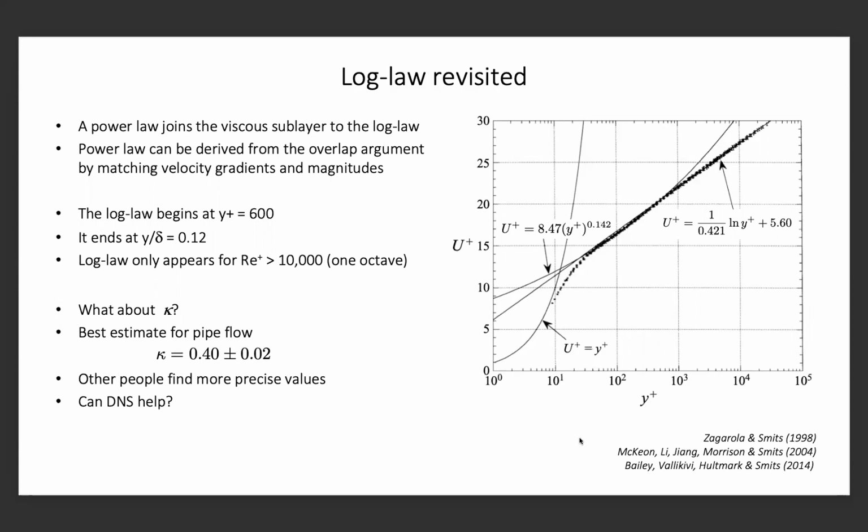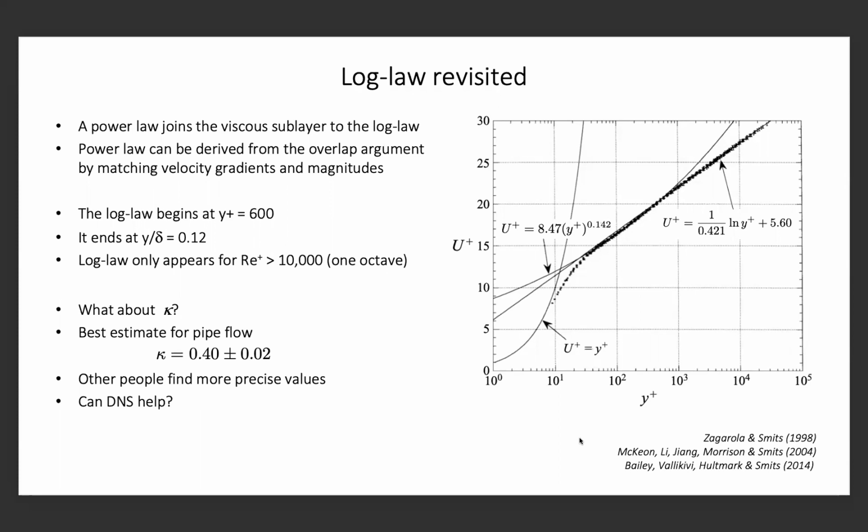So for pipe flow now, instead of beginning at like 30 or 70 y plus, as you might read in textbooks, even modern textbooks, it really doesn't start until about 600. And textbooks are also uncertain about where the log law ends, either 0.1 to 0.3, depending on where you look. This one ends at 0.12. One result is that if you wanted a region of y plus of 1 octave, then the log law is only going to show up for Reynolds numbers greater than 10,000. So that emphasizes the need for very high Reynolds numbers.